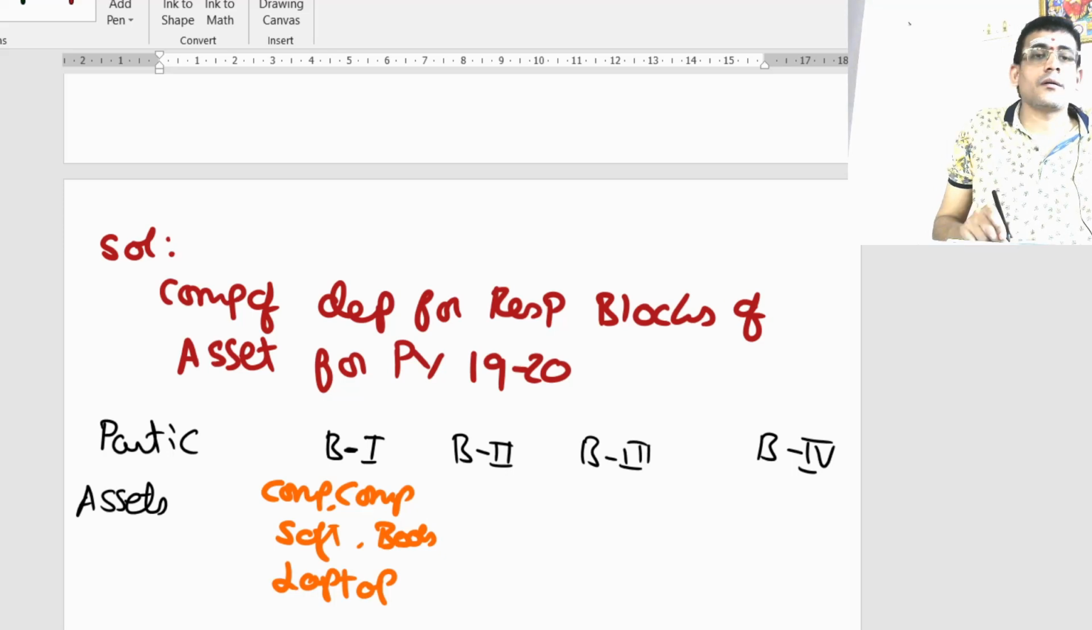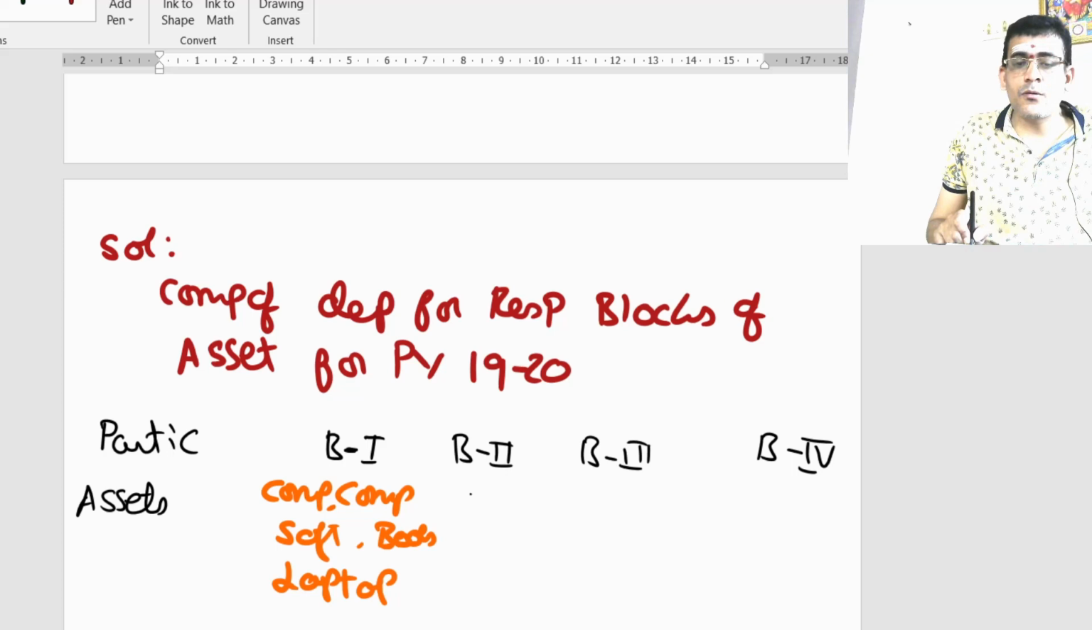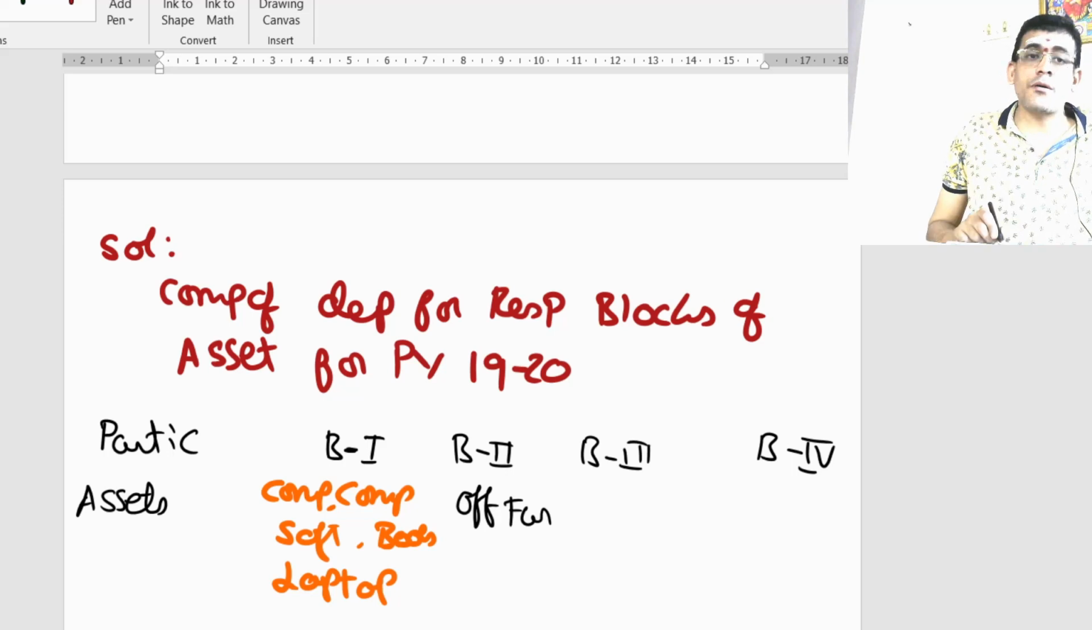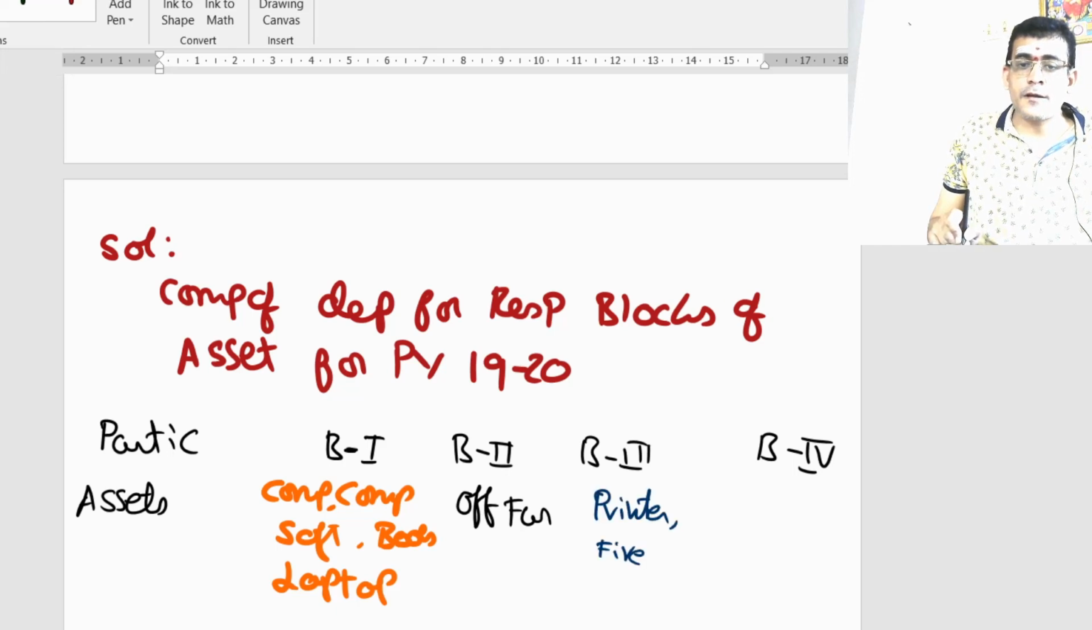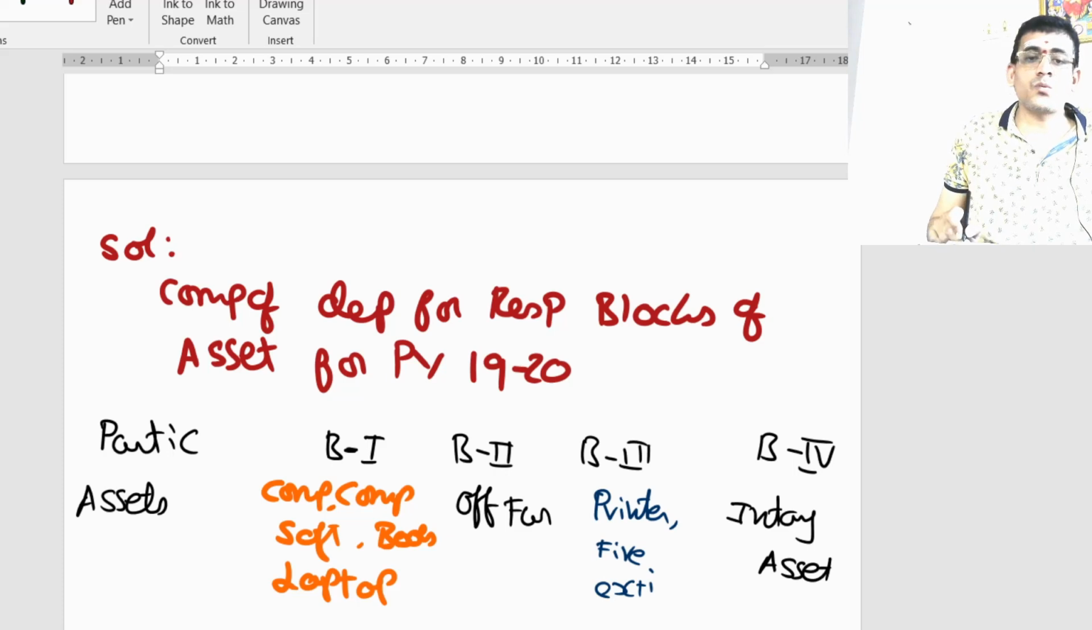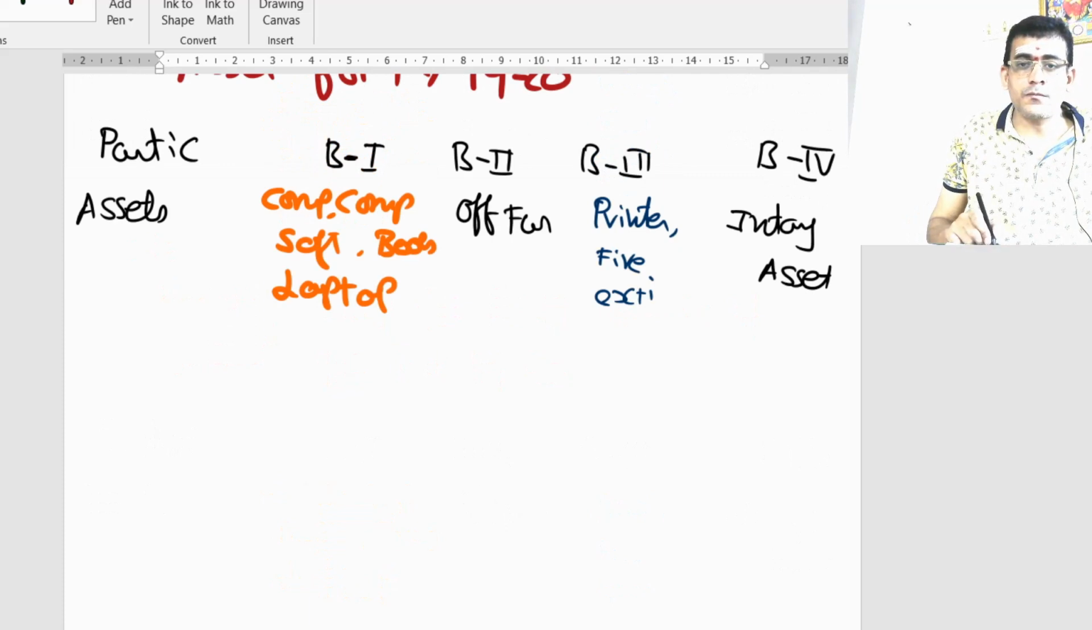Now block 2, it's very simple. You have only one asset, which is your office furniture. That is your second block. Then what was considered as your third block? Your fire extinguisher and your computer printer. Now let us write here printer, fire extinguisher. And finally block 4 is your intangible assets. So those are the assets which you have within your different blocks.